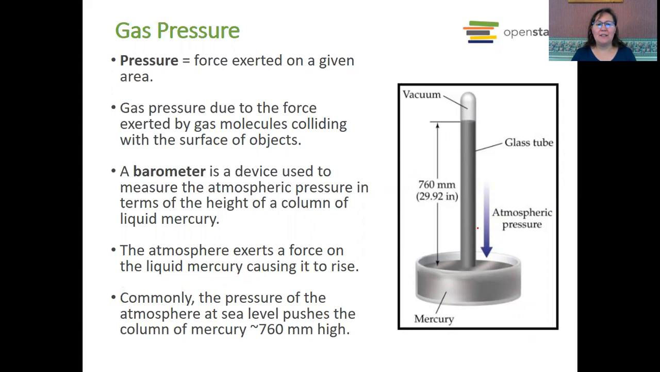A barometer, and the picture I have here is an early barometer, is a device used to measure atmospheric pressure. It was like a dish of mercury with a tall, thin tube inside it. They found that the average atmospheric pressure at sea level would give a column height of 760 millimeters of mercury, or mmHg.